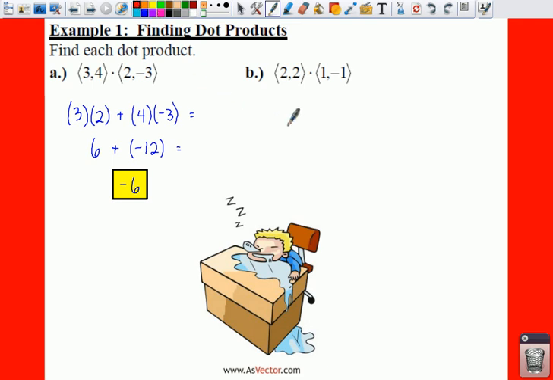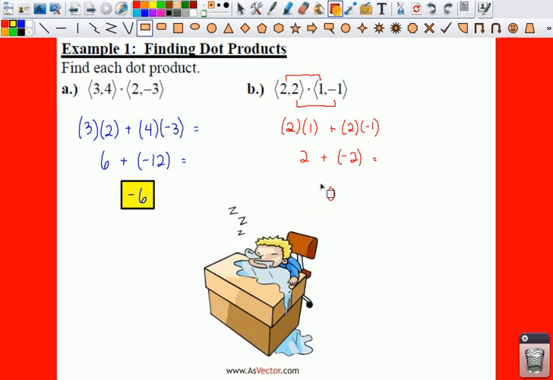So let's look at B. Here we're going to take 2 times 1. Okay, got to multiply your x components. Plus 2 times -1. So in this case we get 2 plus -2, which is just equal to 0, and that 0 will actually have greater importance when we move past example 1.